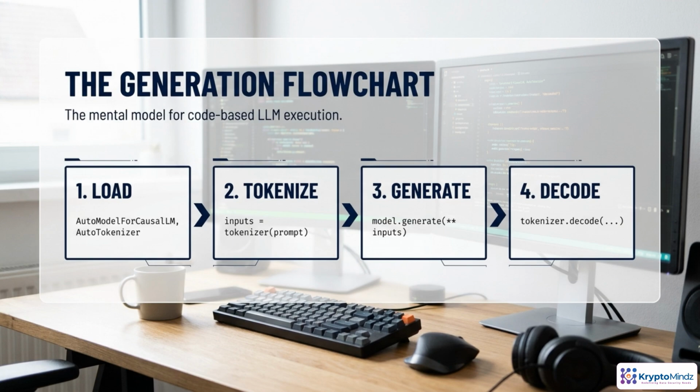In code, decoder-only generation follows a simple four-step loop. First, load a pre-trained model along with its tokenizer. Second, tokenize your prompt so the text becomes token IDs the model understands. Third, call generate, where the model predicts new tokens one after another conditioned on your prompt. Finally, decode those IDs back into readable text and strip special tokens. From your point of view, you supply context. The model continues it.